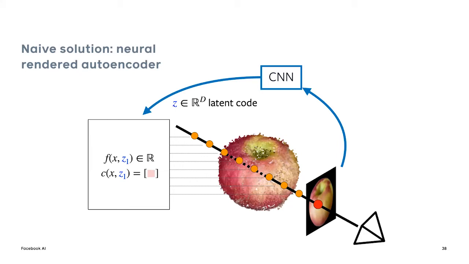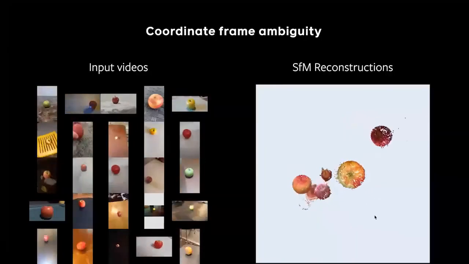And if you have more than one image, maybe you can just pull information from many images and somehow combine them into a single code so you can get a better reconstruction. So that would be the naive plan, and you can try, but it doesn't really work very well.